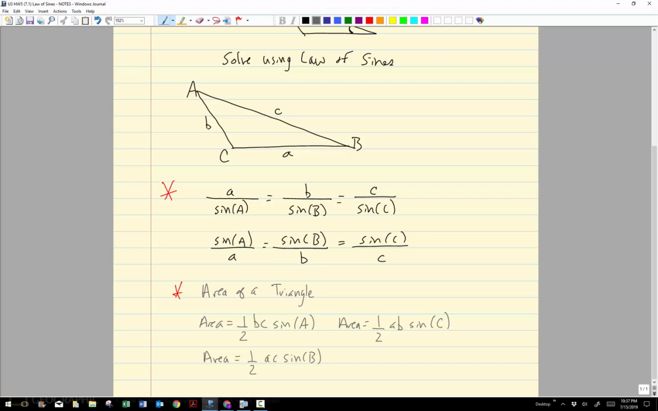Well, what I'm really saying here then is that the area is half the product of the length of two sides. And it doesn't matter here which two sides. And I have to have the sine of the angle included between them.